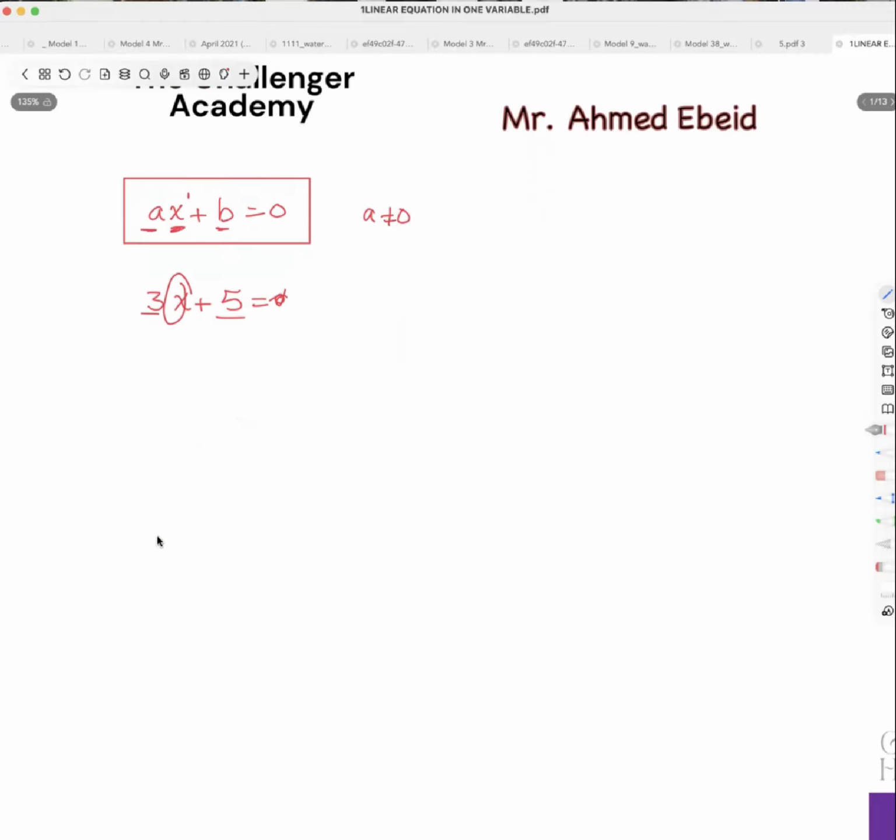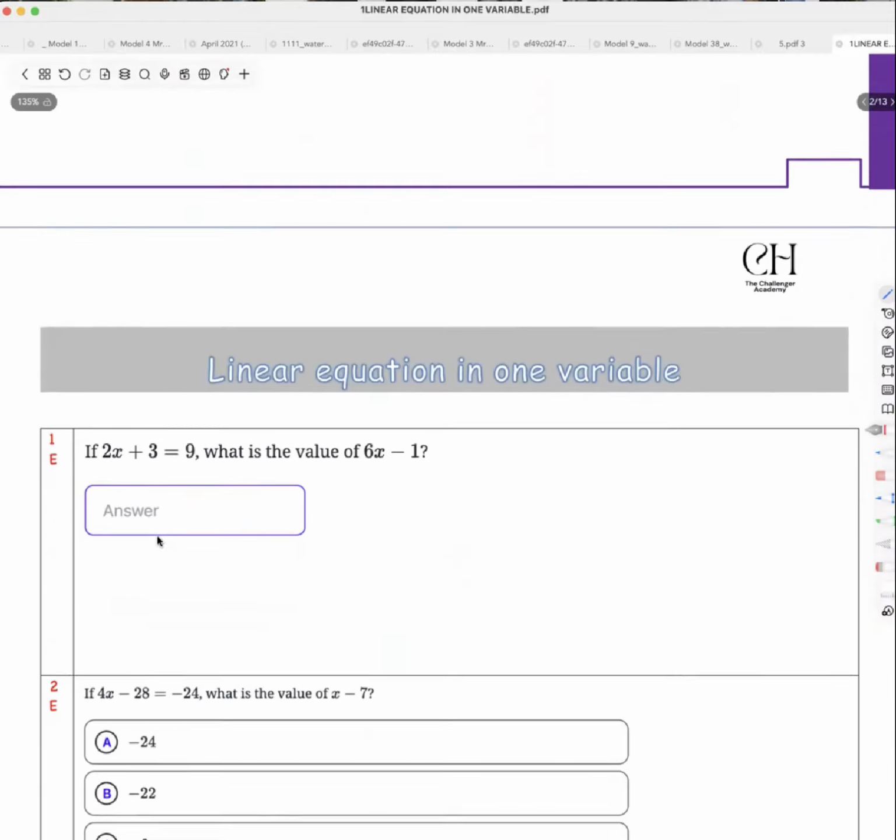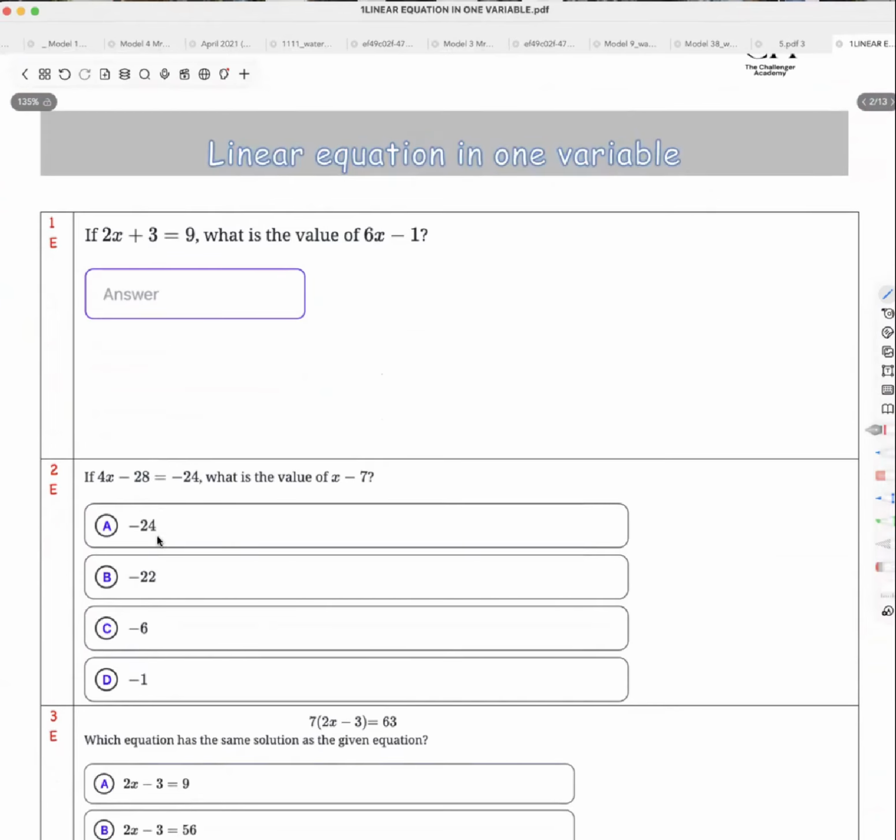Let's check some questions about the linear equation in one variable. I think this is an easy lesson, so we'll have a lot of easy questions in this lesson. So the first one, easy. If 2x plus 3 equals 9, what is the value of 6x minus 1? As we said before, we will answer it algebraically, and also we'll use the calculator, and we will try to use the shortcuts and Desmos to answer most of the questions.